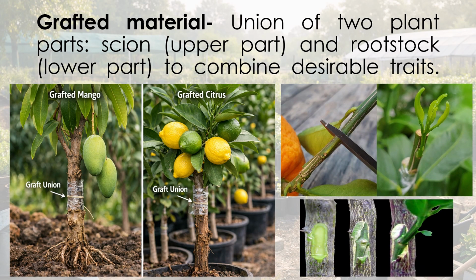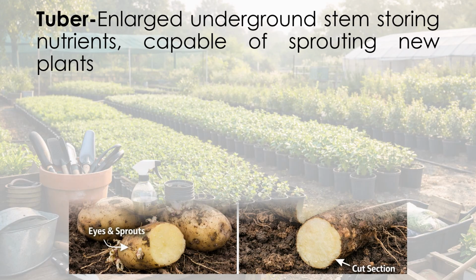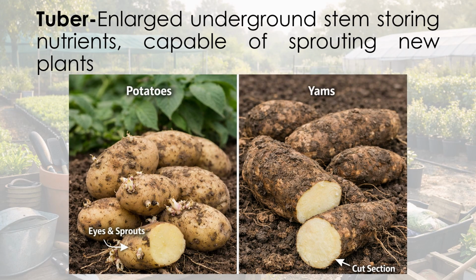Next is grafted material. Union of two plant parts like scion, which is the upper part, and rootstock, the lower part, to combine desirable traits. Example here we have mango trees, which are often grafted to improve fruit quality. Another we have tuber, an enlarged underground stem storing nutrients capable of sprouting new plants. Examples here are potatoes and yam, which are propagated by tubers.